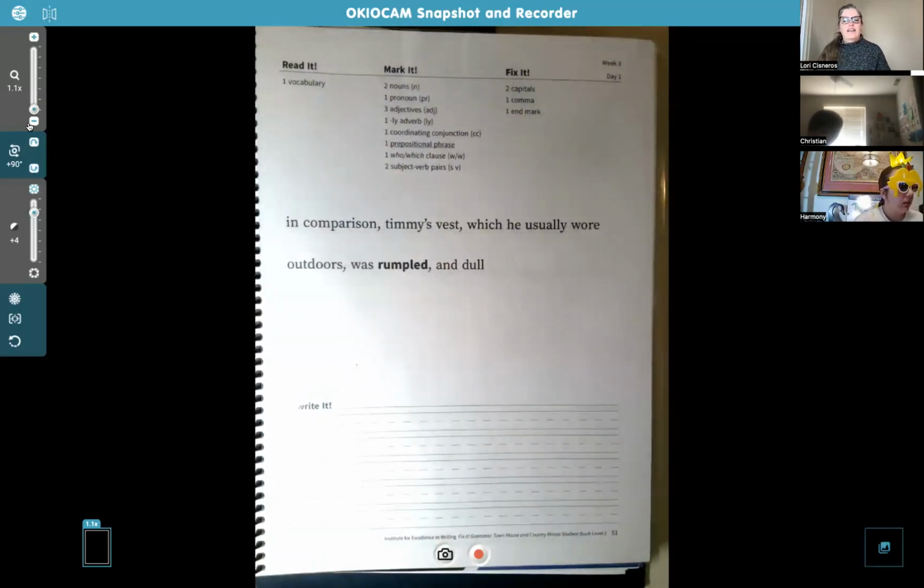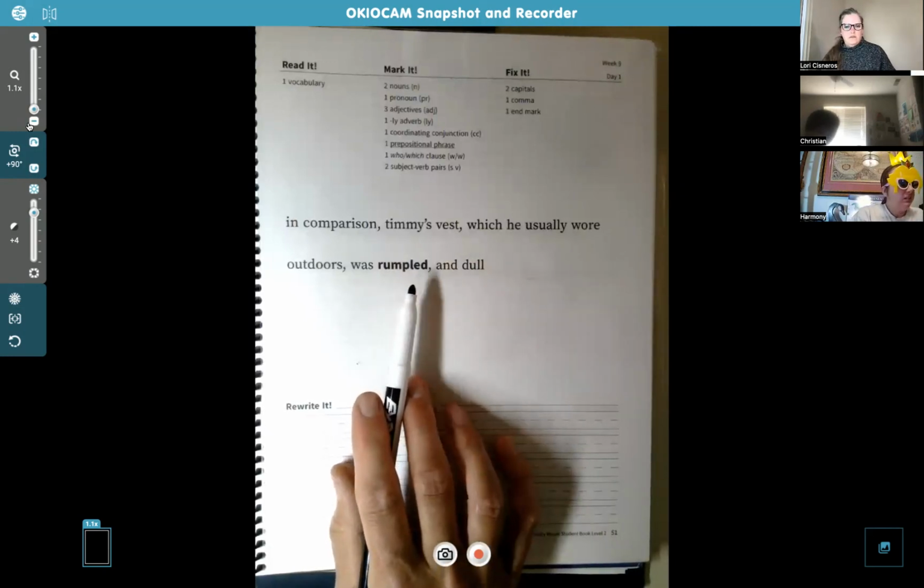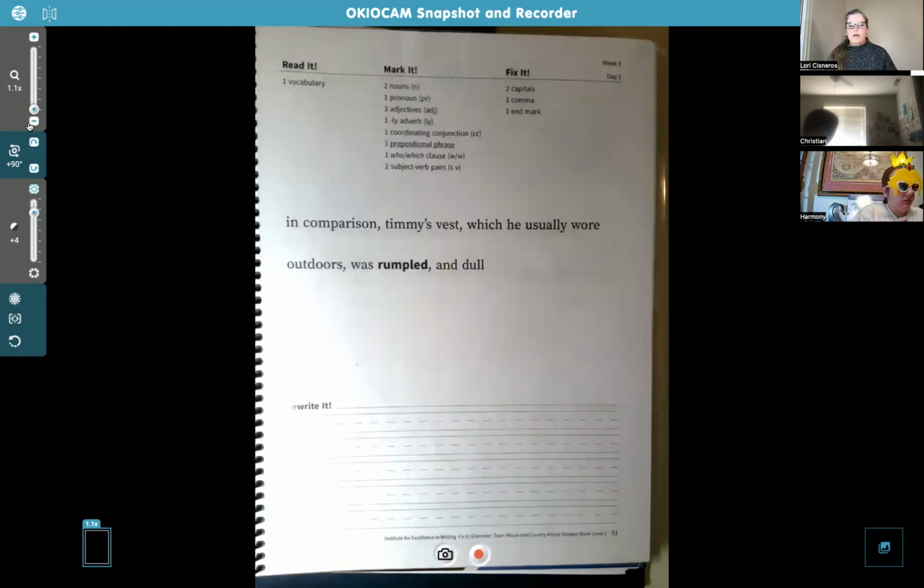In comparison, Timmy's vest, which he usually wore outdoors, was rumpled and dull. Good reading. That word is rumpled. Rumpled. That's a word we don't really use very often. Do you guys know what rumpled means?